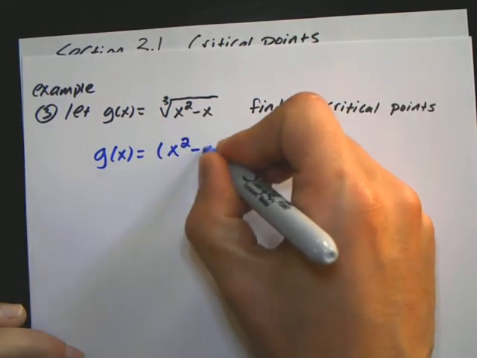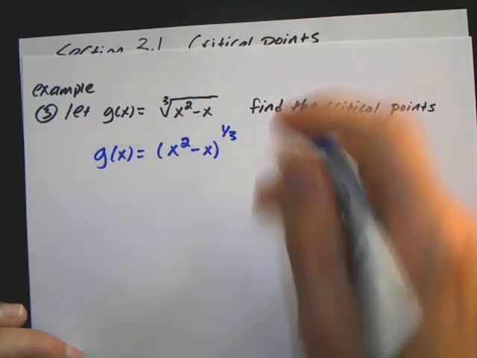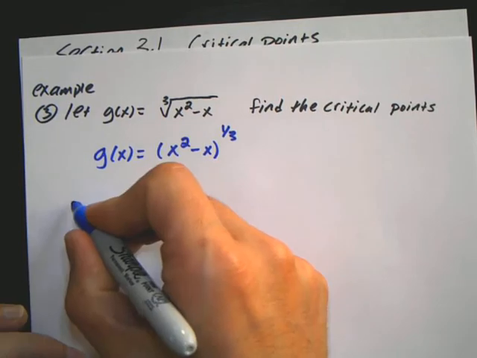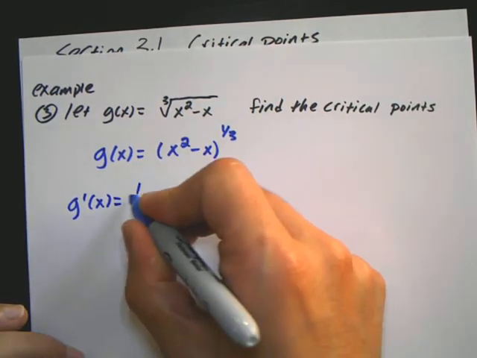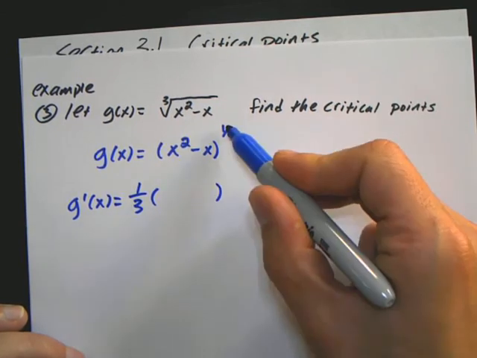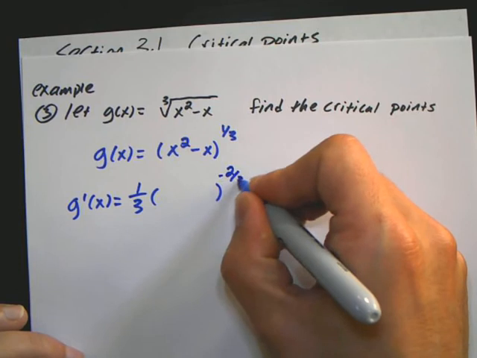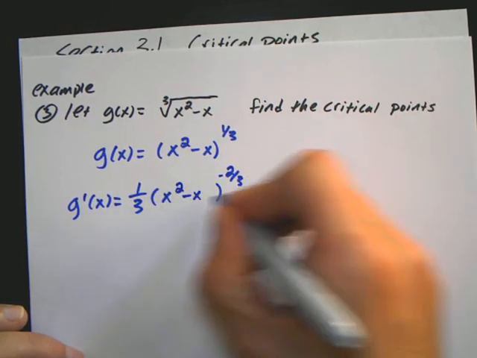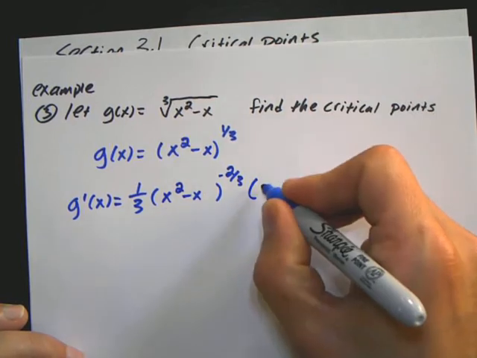So to find this derivative, I have to use the chain rule. So my g prime of x is going to be the power rule. I drop the 1/3 in front, subtract the power by 1. So 1/3 minus 1 is negative 2/3. Keep the inside the same. And then the chain rule says multiply by the derivative of this, which is going to be a 2x minus 1.